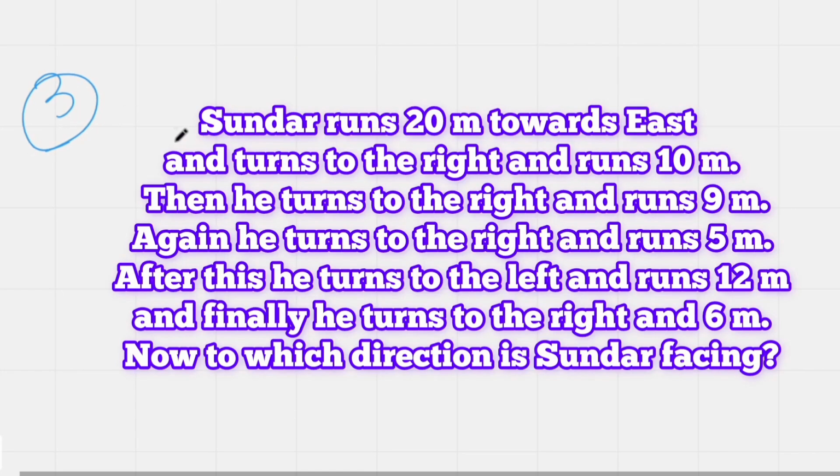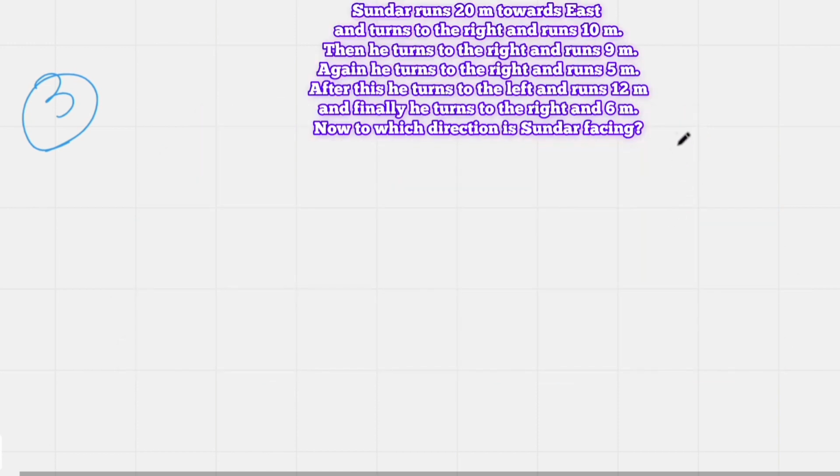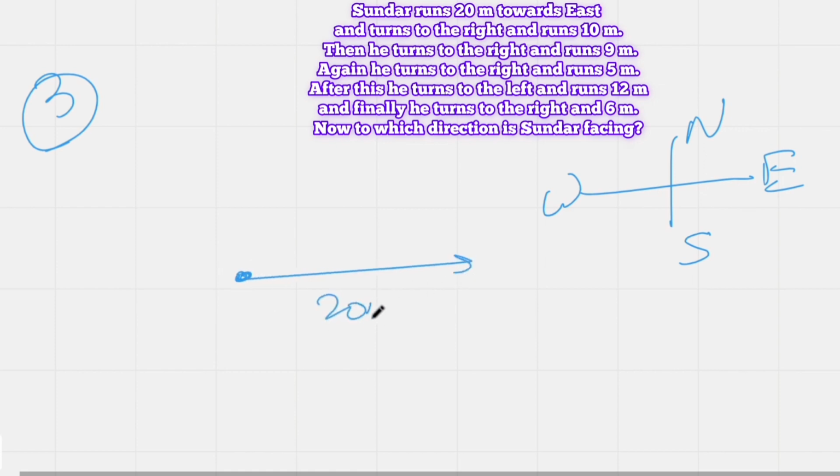Sundar runs 20 meters towards east and turns right and goes 10 meters. So like that they will be asking. Whenever you find a direction problem in your examination, you immediately write north, east, south, west, northeast, southwest. Okay. So if I take Sundar's initial position here, he goes towards east. East means like this. So to the east, Sundar goes for 20 meters and turns to the right. Right means downwards. Okay, so down 10 meters.